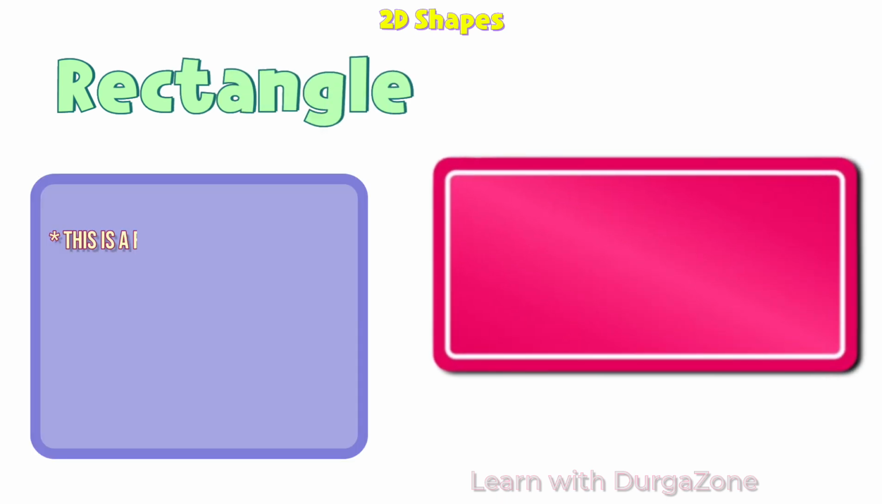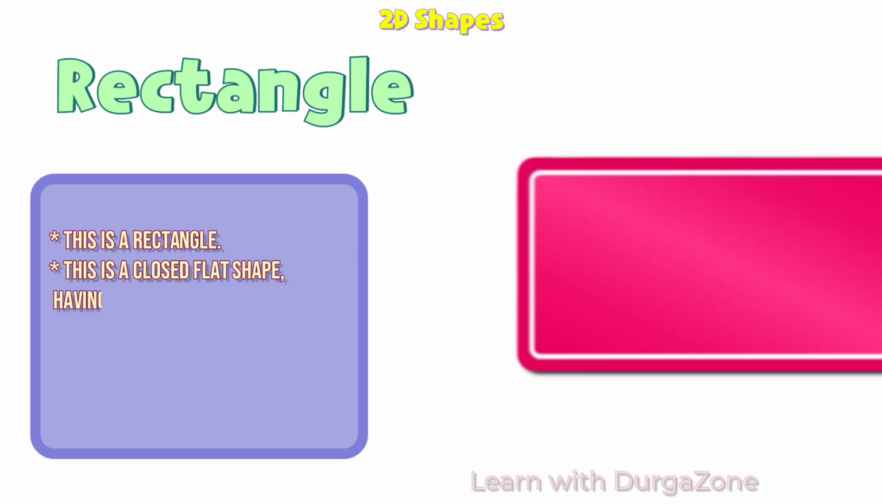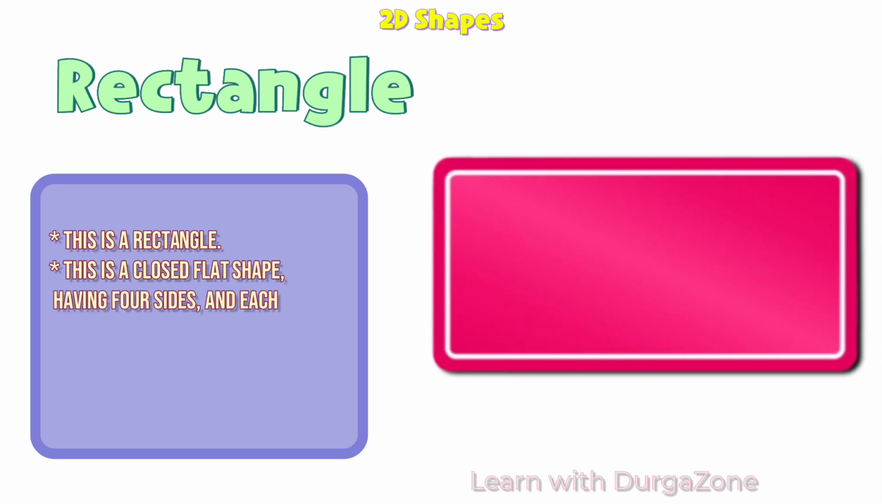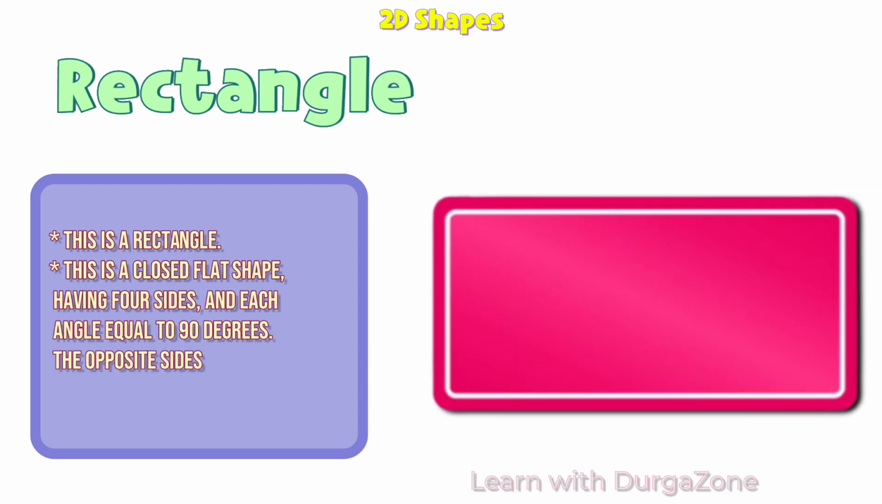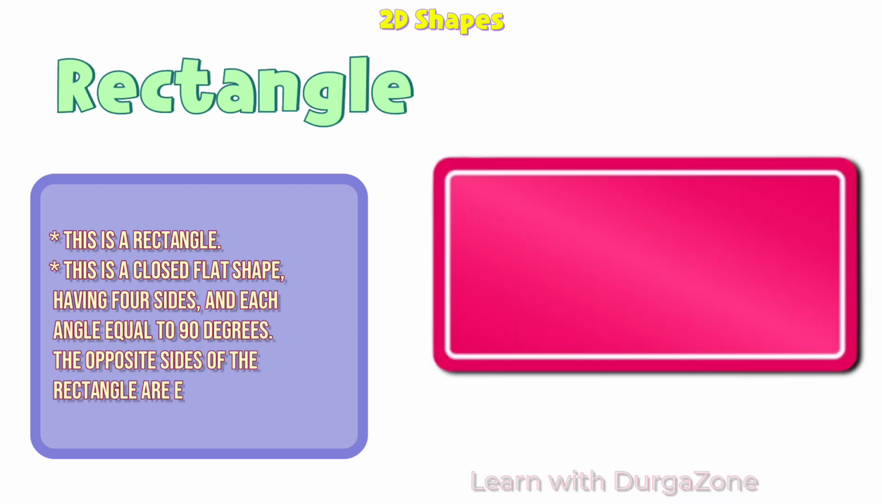Rectangle. This is a rectangle. This is a closed flat shape having 4 sides and each angle equal to 90 degrees. The opposite side of the rectangle are equal and parallel.